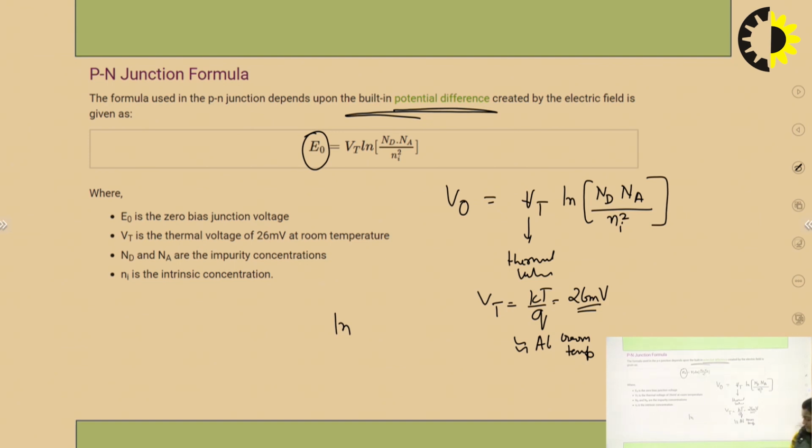Zero bias means when you have not applied any external power supply or external voltage to the PN junction, then there is still a contact potential, because there is a potential barrier. Barrier means some ions are present in that region, and that region has some potential, which we call the zero bias junction voltage or contact potential. That value depends upon the doping concentration of the P region and the N region, divided by the intrinsic carrier concentration of the semiconductor.